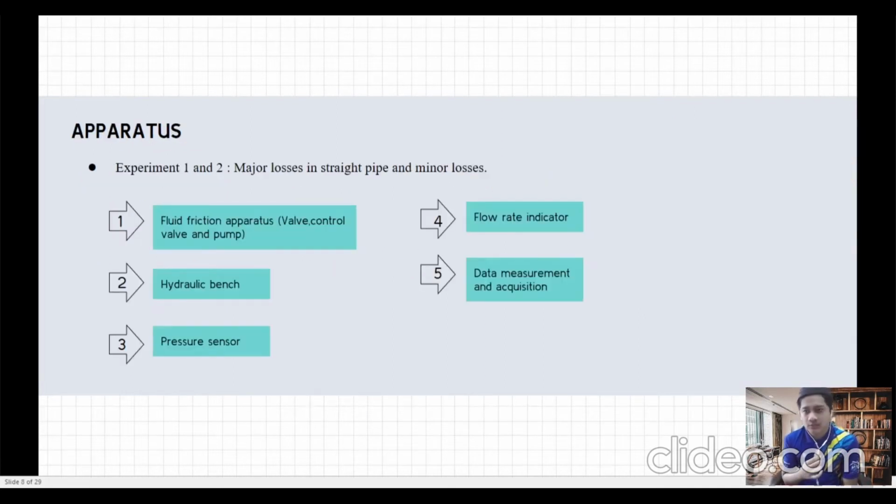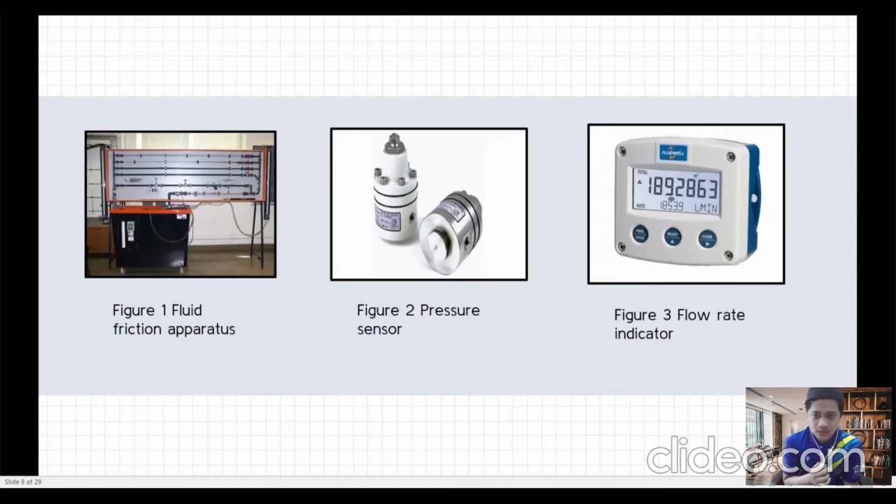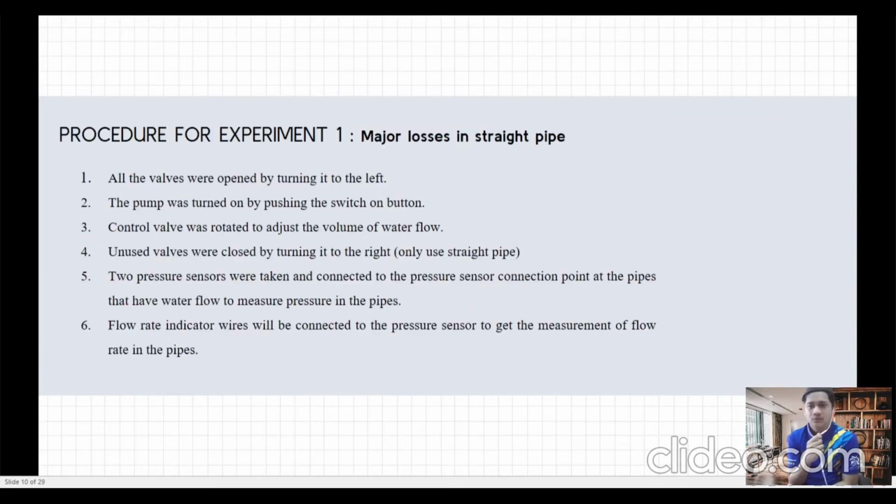Next, the apparatus for experiments 1 and 2, major losses in straight pipe and minor losses. First, the fluid friction apparatus includes a valve, control valve, and pump. Next, the hydraulic bench. Next, the pressure sensor, flow rate indicator, and lastly, data measurement and acquisition. These three figures show figure 1, the fluid friction apparatus, next figure 2, the pressure sensor, and lastly figure 3, the flow rate indicator. The procedure for experiment 1, which is major losses in straight pipe.